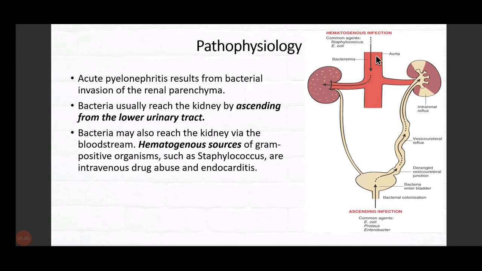The second cause is hematogenous spread. Hematogenous spread means from the blood, that is, bacteremia is there, and the sources are gram-positive organisms such as staph. Now, these mostly are found in patients who are IV drug abusers or patients with endocarditis. So, bloodstream and ascending infection from the lower urinary tract.